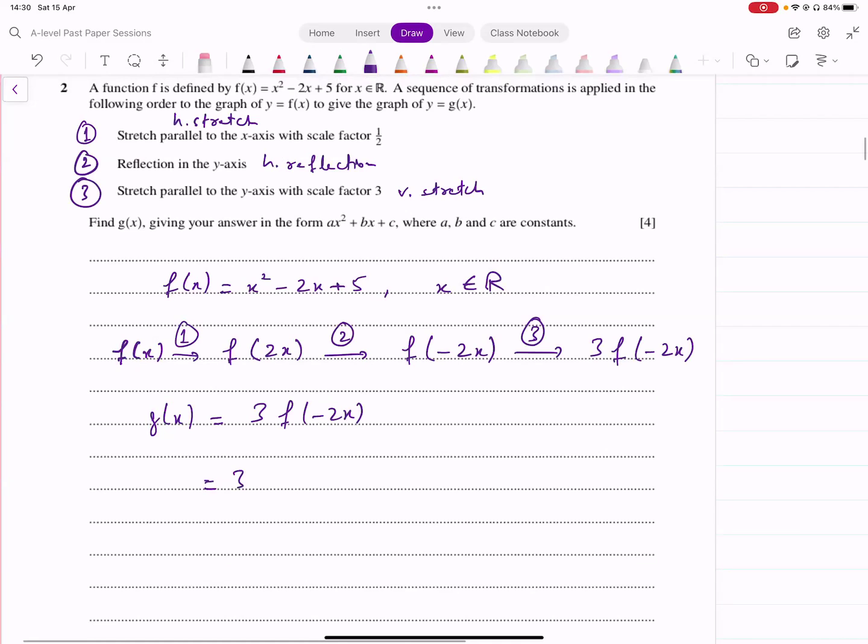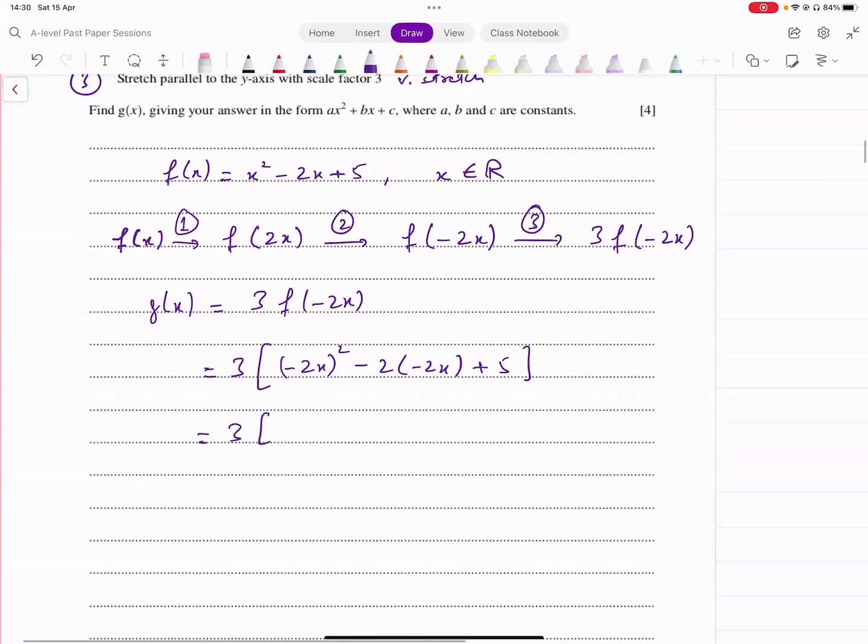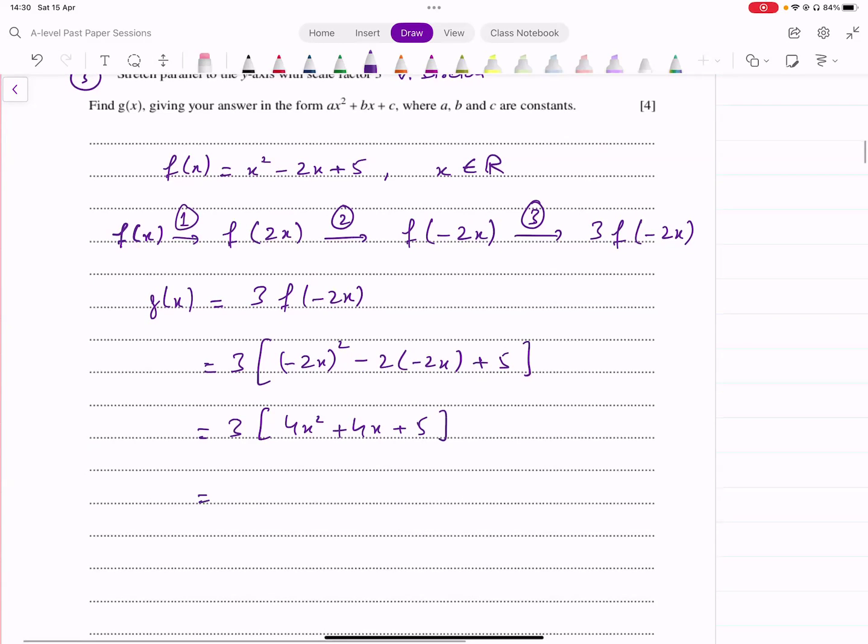Now we make the changes. So 3 into f of minus 2x: replace x with minus 2x inside the function, and the 3 multiplies outside the whole thing. So you have minus 2x whole squared minus 2 into minus 2x plus 5, and then you simplify this. This gives you minus 2x whole squared, that's 4x squared, plus 4x plus 5, and this gives us 12x squared plus 12x plus 3 into 5, which is 15. So that's the final result. This is what g of x turns out to be.